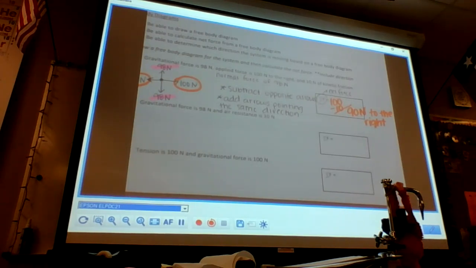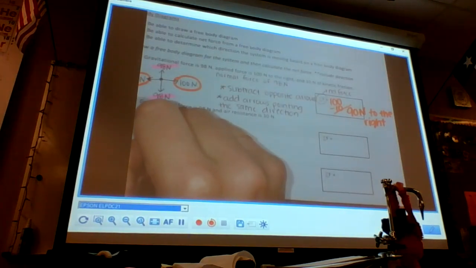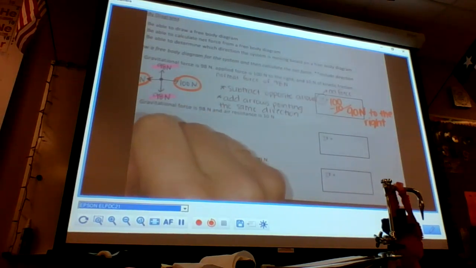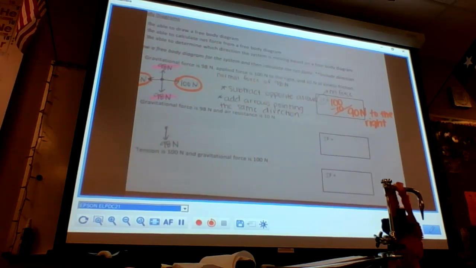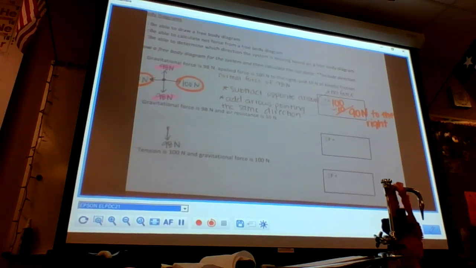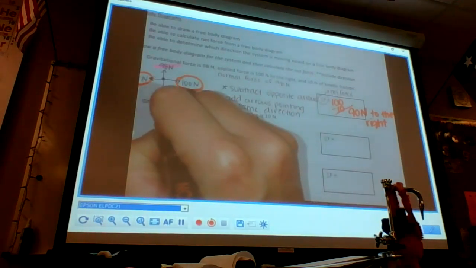Alright, let's look at number 2. Gravitational force is 98 newtons. Which way is that going? Down. Gravity always goes down. Air resistance is 10 newtons. Which way is that going to go? Up. Air resistance is going to go up.